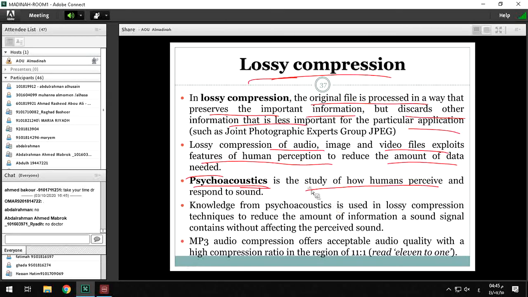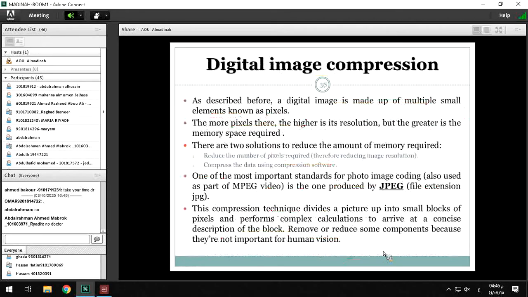Psychoacoustics is the study of how humans perceive and respond to sound. Knowledge from psychoacoustics is used in lossy compression techniques to reduce the amount of information a sound signal contains without affecting the perceived sound. MP3 audio compression is one of the lossy compressions, with a compression ratio of 11:1. If you have 11 MB of data, it will be reduced to 1 MB.